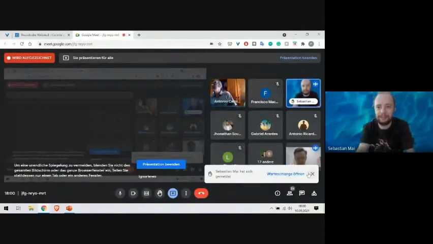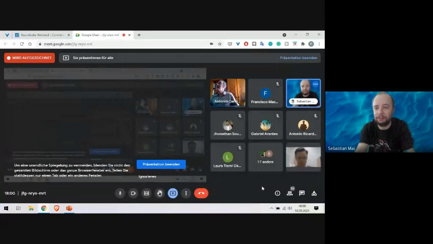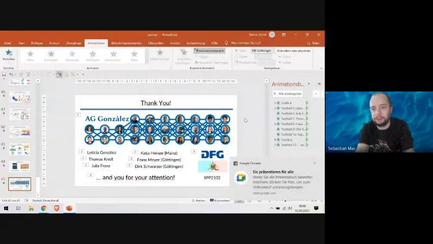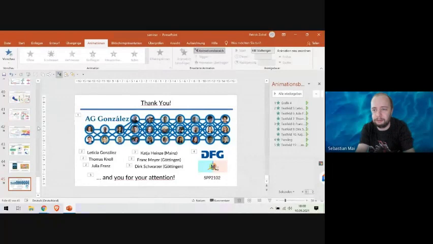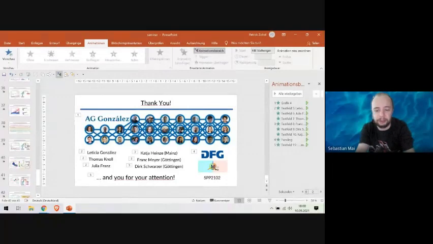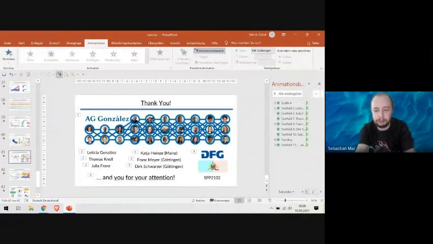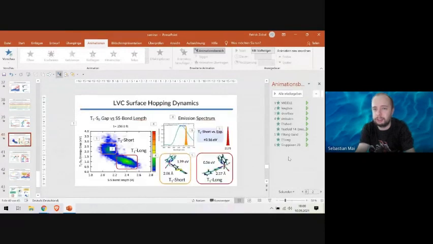Hey, Patrick. Thanks for the nice talk, even though I already know a part of that, of course. So you showed these two different triplet minima for the complex of Julia. And I was wondering, because you said that the emission spectrum fits much better to the T1 short than the T1 long, did you ever try to compute the oscillator strengths for these two minima, including spin-orbit couplings and stuff?